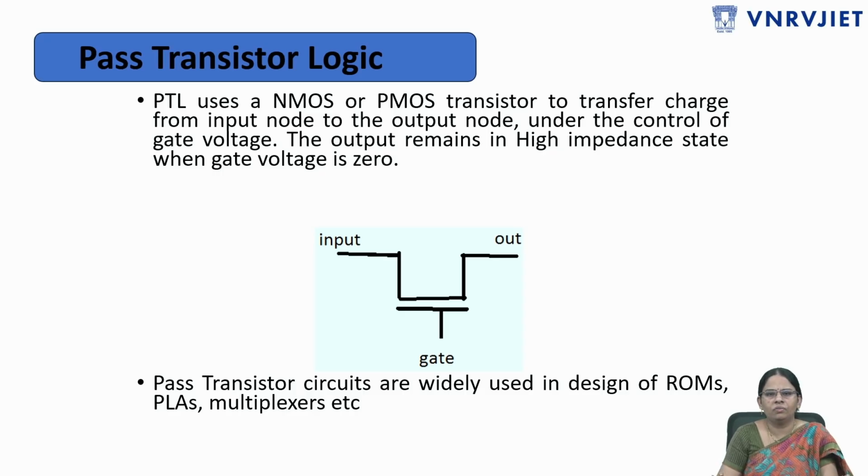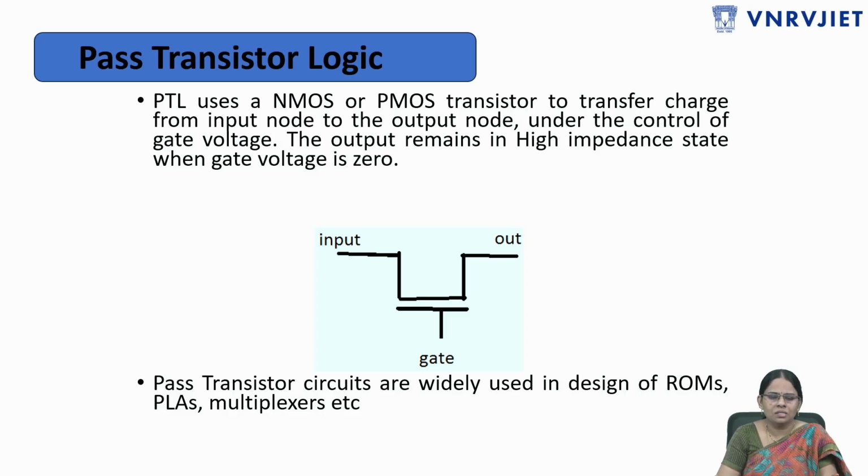At least if we are able to implement some of the applications with pass transistor logic or with transmission gate logic, we'll be able to get some efficient applications, like efficient power use. In general, pass transistor logic is used for applications such as ROMs, PLAs and multiplexers. So let us see what a pass transistor logic is.